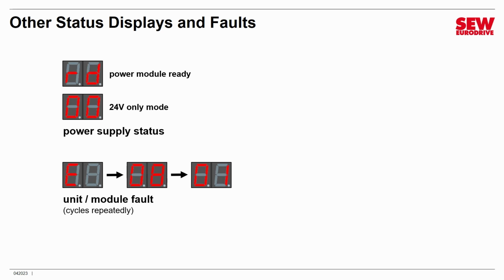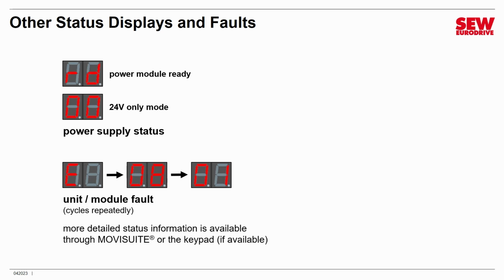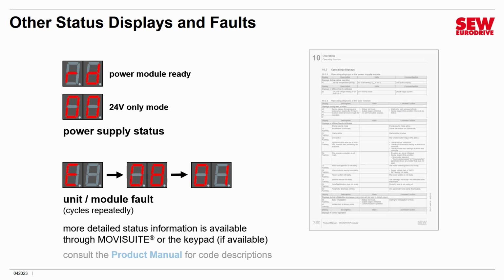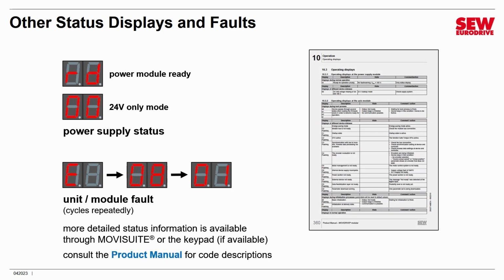Now, how do you interpret this? There are several ways. Of course, some errors you'll get used to because they're common ones and you'll just know them. But what if it's a foreign one you've never seen before? There are several ways to do this. You can plug in and go into MOVI Suite, and you'll get a text message from that telling you what it is. If you have a keypad, it will give you a text message. And of course, ultimately, you can just head to the manuals, turn to the right pages, and every single possible error is documented and explained.